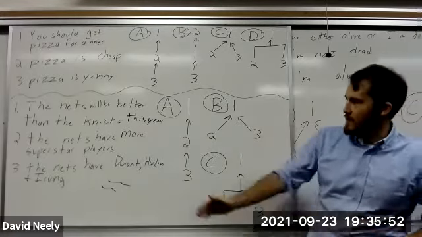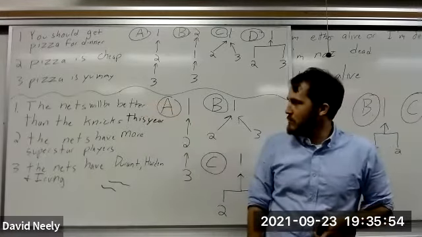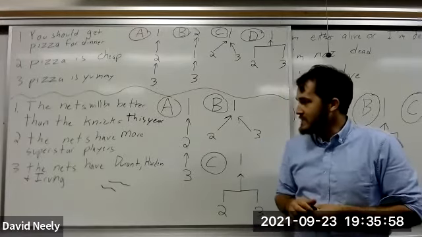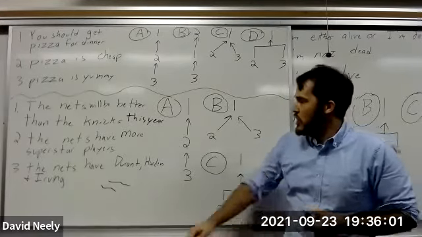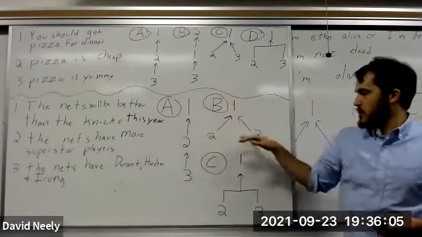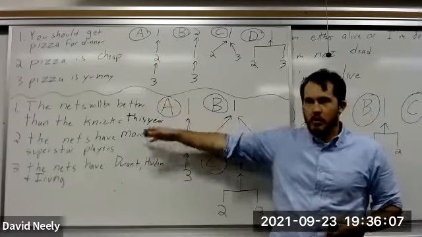So looking at that, we have a simple argument here. The Nets will be better than the Knicks this year. The Nets have more superstar players. The Nets have Durant, Harden, and Irving. So what of these 3 structures goes with this simple argument?